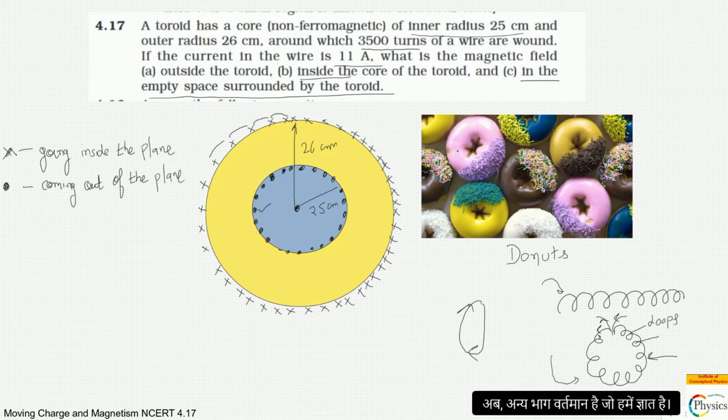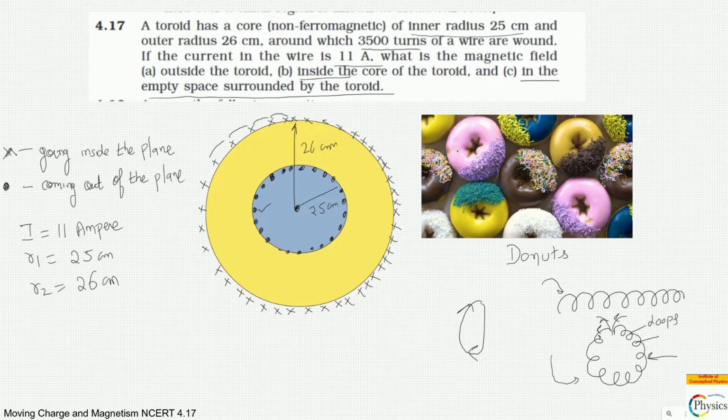Now the other part is, the current is known to us. I is equal to 11 amperes. We know the inner radius R1 is 25 centimeter. R2 is equal to 26 centimeter. And the question is, we have to find out the magnetic field outside the toroid.